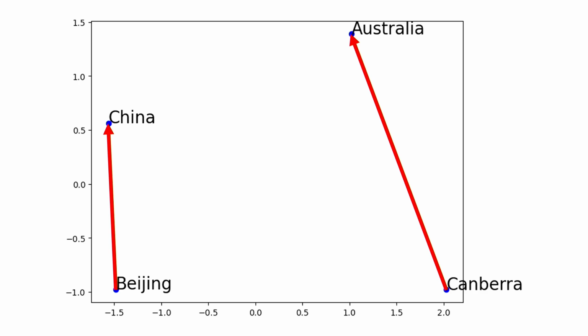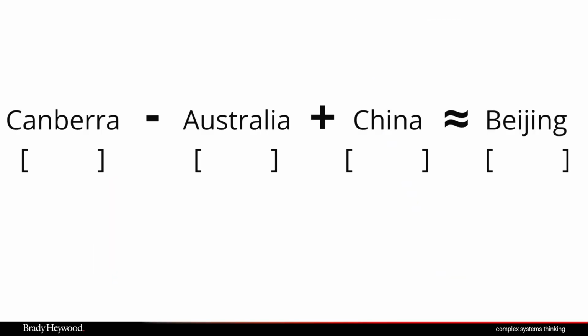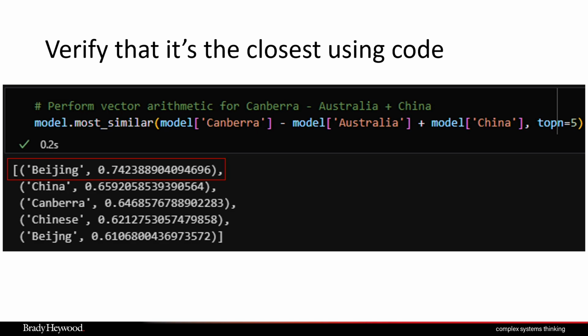And a consequence of these relationships that are captured is the ability to perform meaningful vector arithmetic. So if we take the embedding for Canberra and subtract the vector for Australia and add the vector for China, you get a vector that is approximately the same as the vector for Beijing. And to prove this, I've used the most similar function in the model I've been using, and I did the computation in there. And you can see the top 5 most similar vectors. You're getting Beijing right at the top, followed by China, Canberra, Chinese, and then a typo of Beijing.